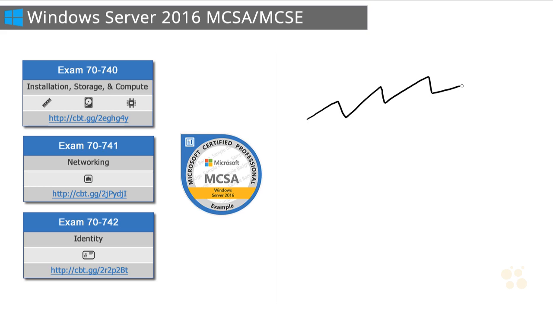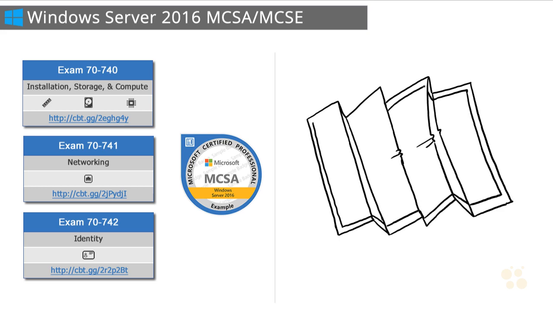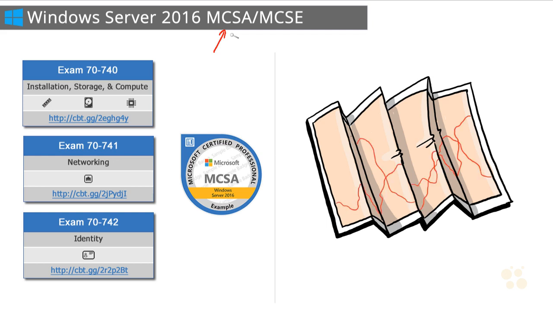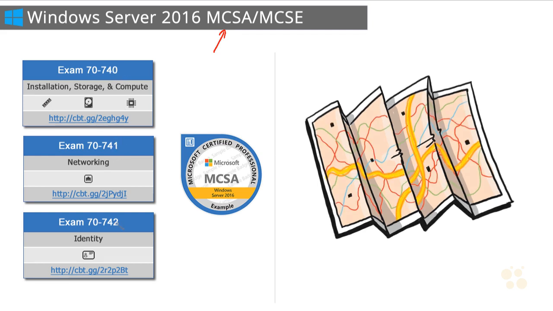Let's get started. The Server 2016 Microsoft Certified Solutions Associate Certification, or MCSA for short, consists of 3 exams, 740, 741, and 742. The natural starting point for Server 2016 MCSA begins right here with 70-740, and this just happens to be where you are right here, right now with me. And there you are. Hi there.